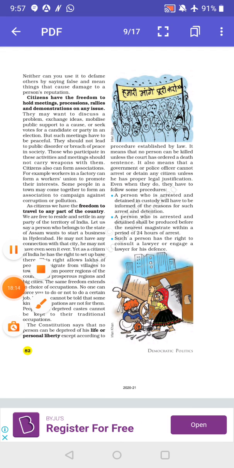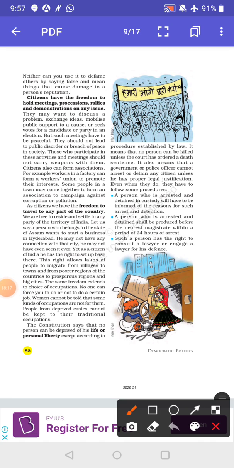Now a few more freedoms are given under this right to freedom. The Constitution says that no person can be deprived of his life or personal liberty. All people have the right to life, and their personal liberty cannot be deprived by any other individual or government. It means that no person could be killed, and they could be arrested but not killed unless the court has ordered a death sentence. So the police officer or the government cannot even arrest or detain any citizen unless he has a proper legal justification.